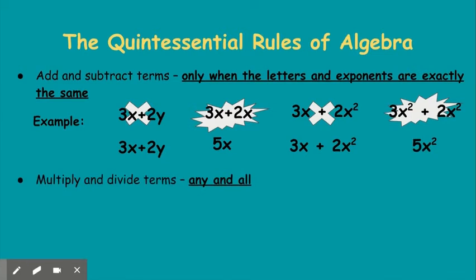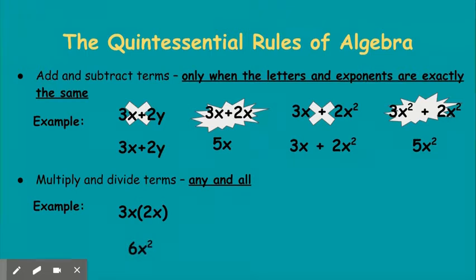Okay, so when we're multiplying and dividing terms, we're going to multiply and divide any and all. So for example, if I have 3x times 2x, well, no matter what, we're going to be doing the multiplication, but we need to take into consideration the exponent laws here. So if I'm multiplying an x with an imaginary power of 1 times another x to the imaginary power of 1, we've got to use our exponent laws where when we multiply, we add the exponents together. What we also need to do, though, is multiply the coefficients that are sitting out front of those variables. So I get 6x squared.